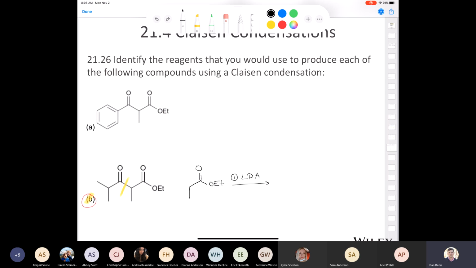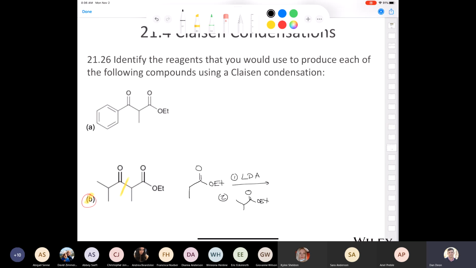And now we need to decide, well, what's our electrophile going to be? And our electrophile is going to come from this portion of the molecule right here. And so the electrophile that we would add dropwise to the enolate would look like this. And of course, we want it to be an ethyl ester.